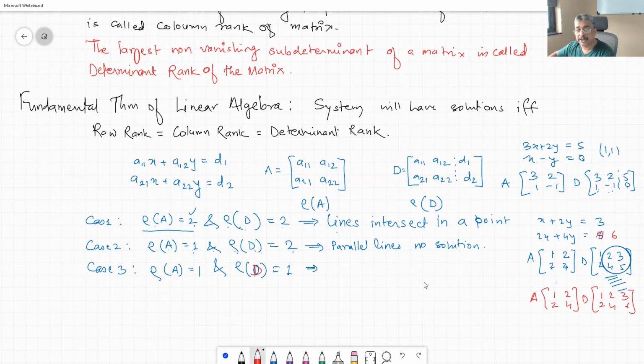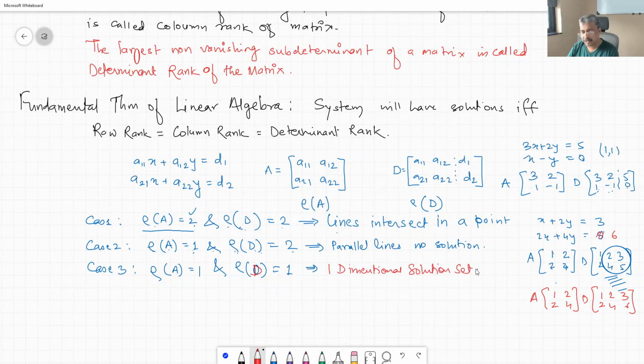That is what the fundamental theorem says. You have a solution, and if the dimension of this matrix is 2 by 2 and your rank is 1, then you have a one-dimensional solution set. Therefore, they are coincident lines. The line is the solution set. One-dimensional.